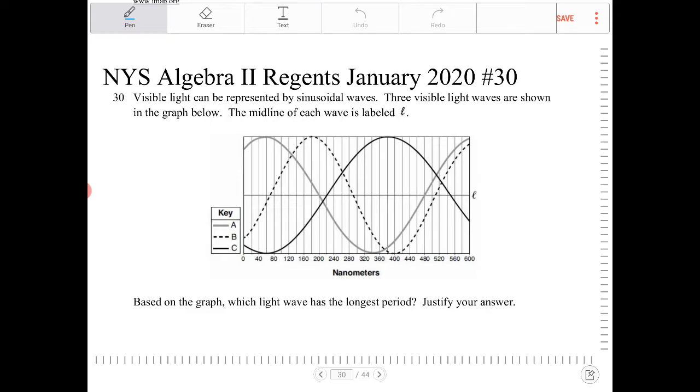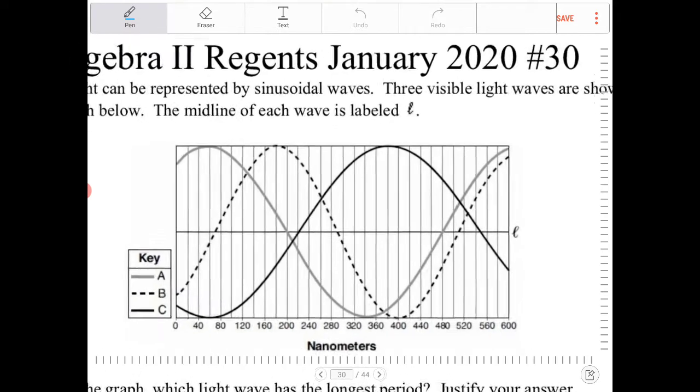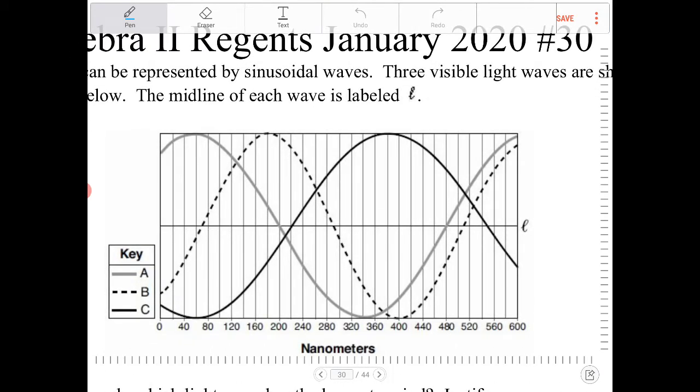Justify your answer. So how we define what a wavelength is, looking at the distance from peak to peak. So how do we do that? Or actually, it doesn't have to be from peak to peak. It just has to be from one point on the curve to the same exact point on the next cycle. So looking at this, I'm going to use different colors here. So let's say curve A, okay?